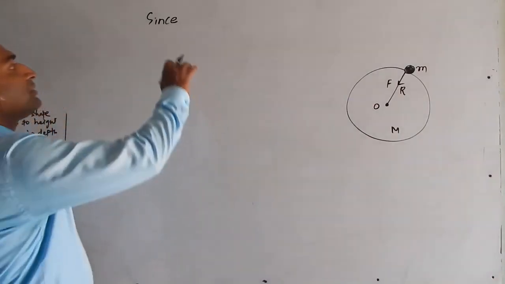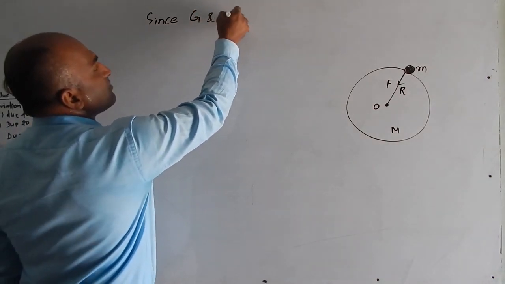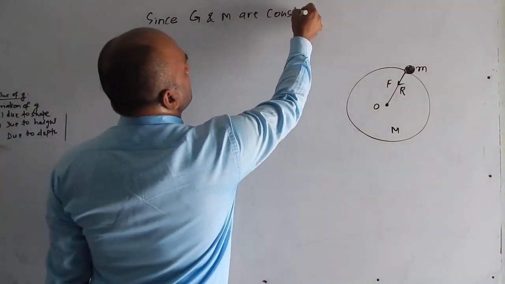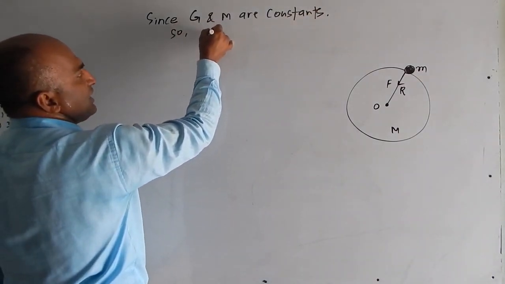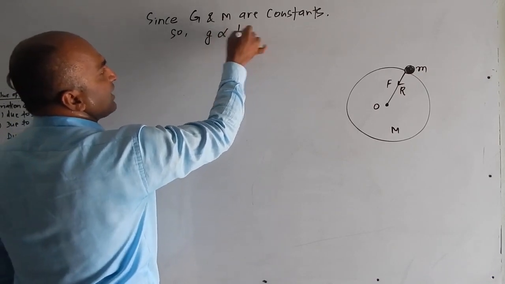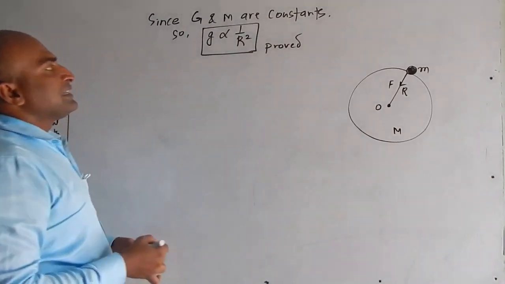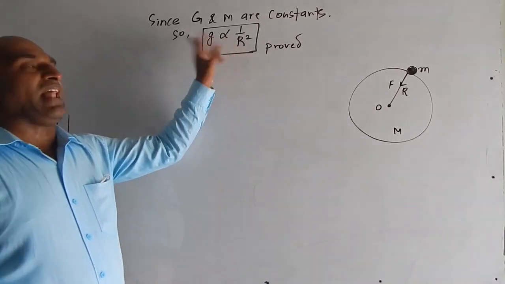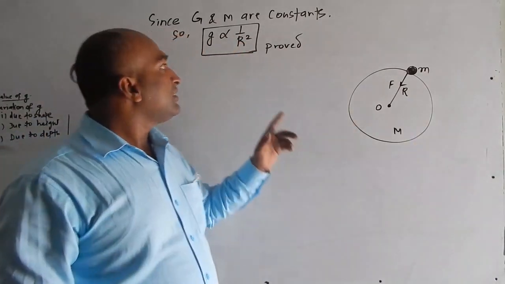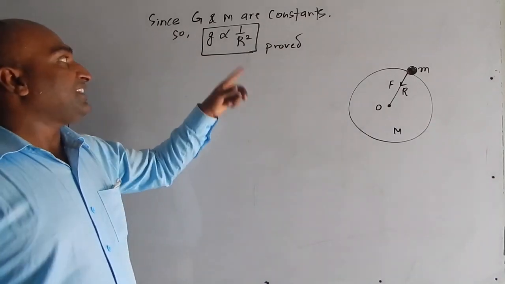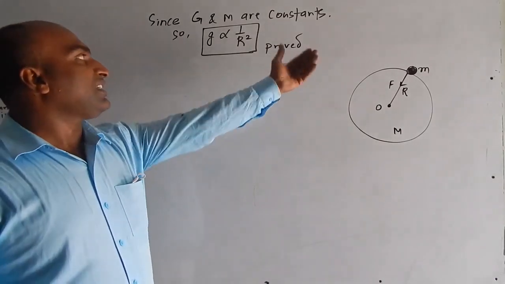Now, since G and M are constants, therefore from equation 3, g is inversely proportional to R square. This relation gives that acceleration due to gravity depends upon the radius of the Earth or planet. It is inversely proportional, which means that if the radius of the Earth, planet or satellite changes, acceleration due to gravity also changes from place to place, and it is inversely proportional to the square of the distance.